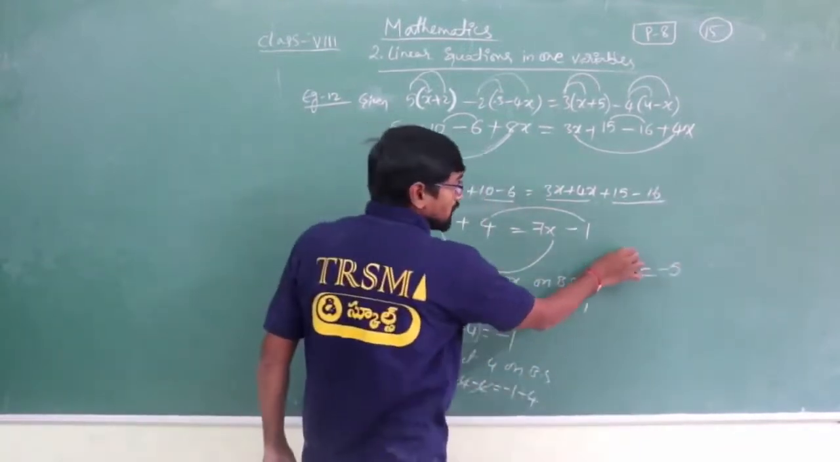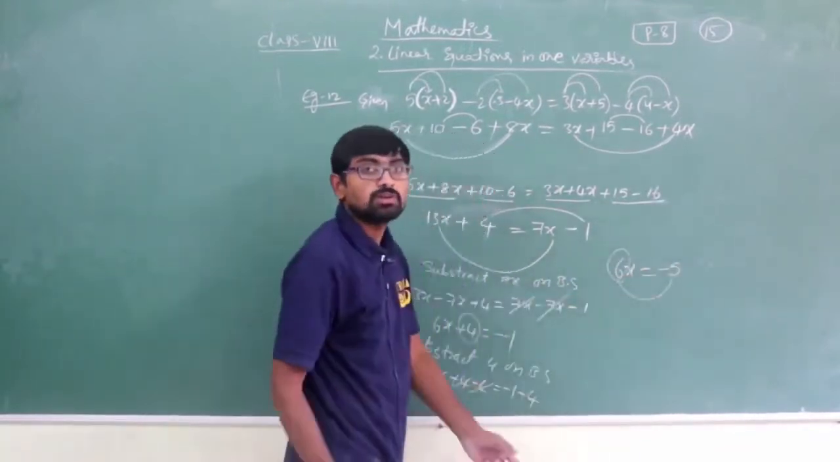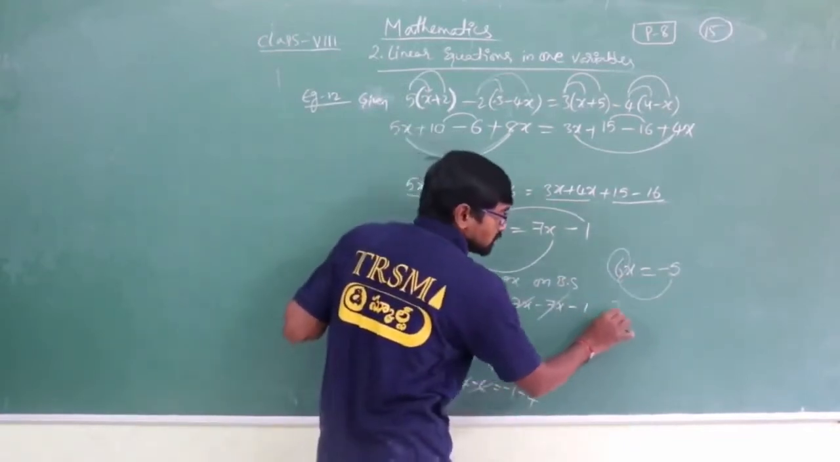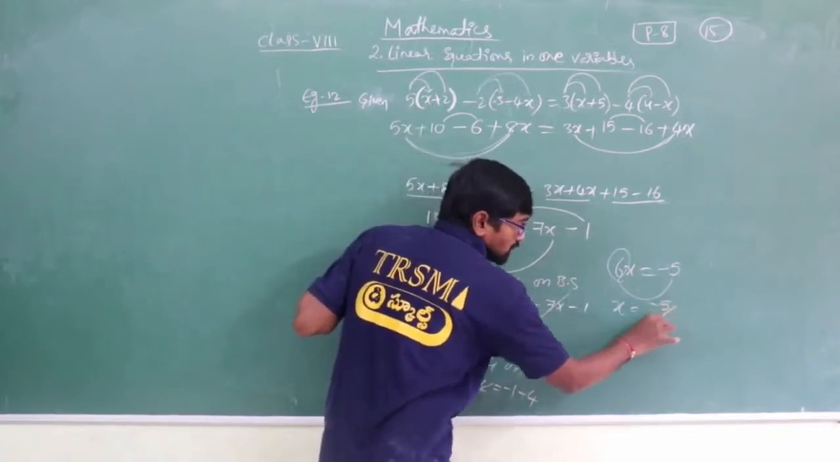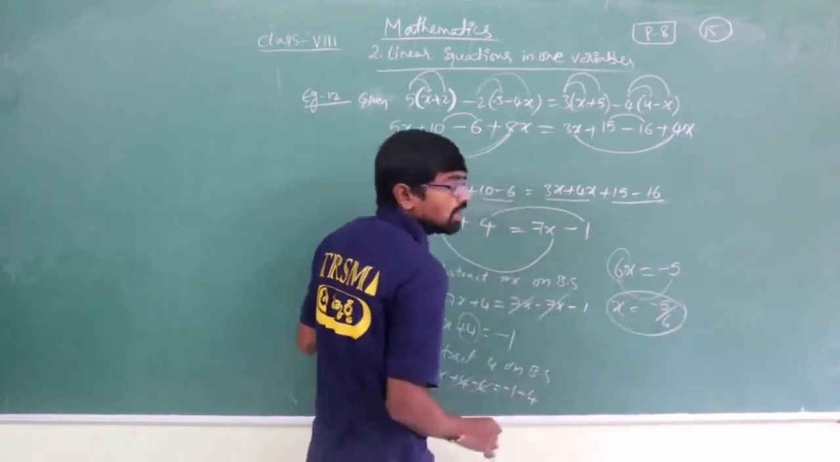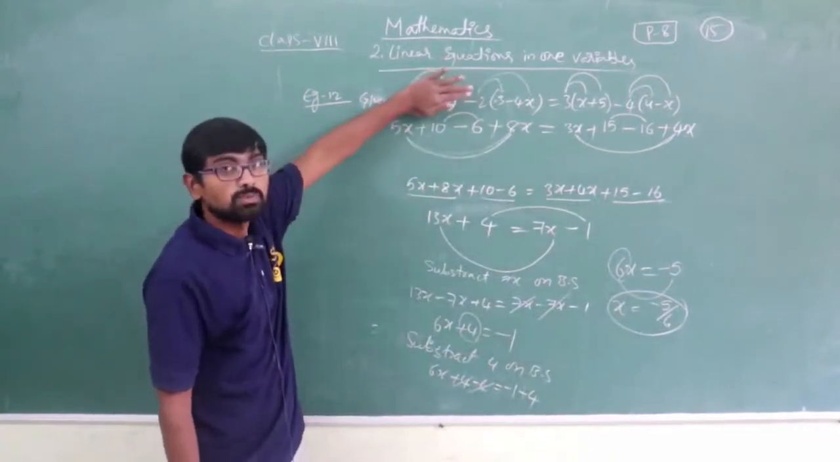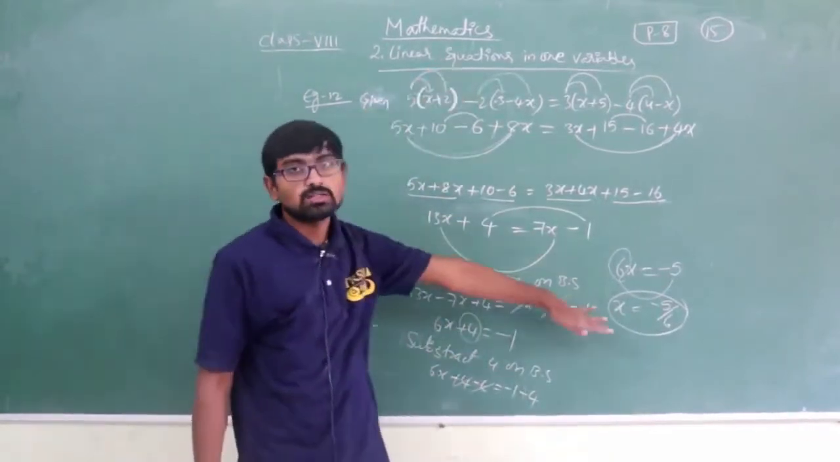Now 6 is being multiplied here. If it goes to the other side, it will come to the denominator. Why? The multiplicative inverse of 6 is 1 by 6. So x is equals to minus 5 divided by 6. This is how you convert this bigger step into smaller steps.